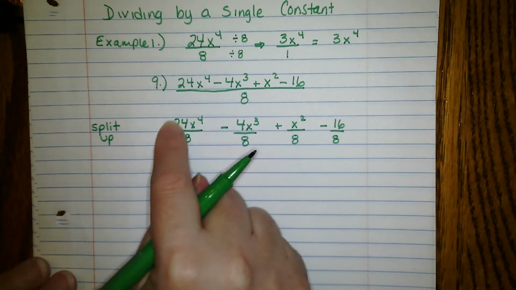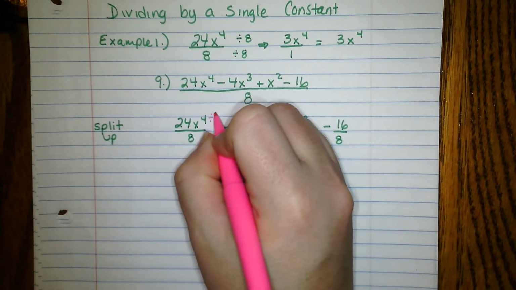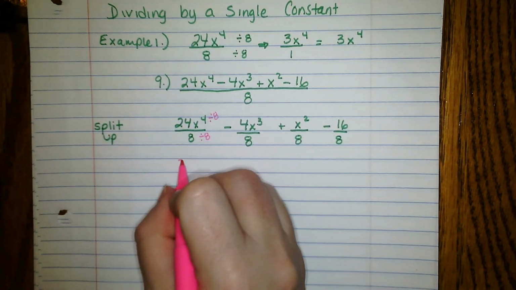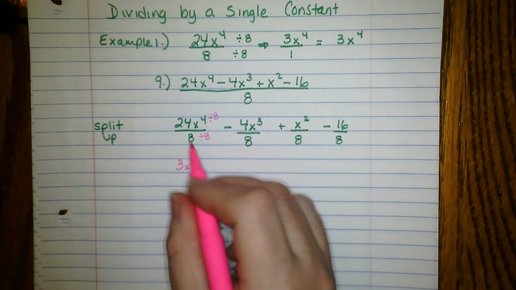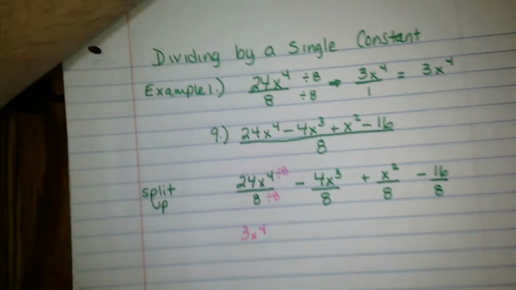So we already did this one. We did this one by dividing top and bottom by 8. And I'm going to do this in a separate color so that you can see it loud and proud. So I'm going to divide this by 8 and divide this by 8. And that's going to give me 3x to the 4th over 1. I don't have to put the over 1. I know that that's what it's going to be.